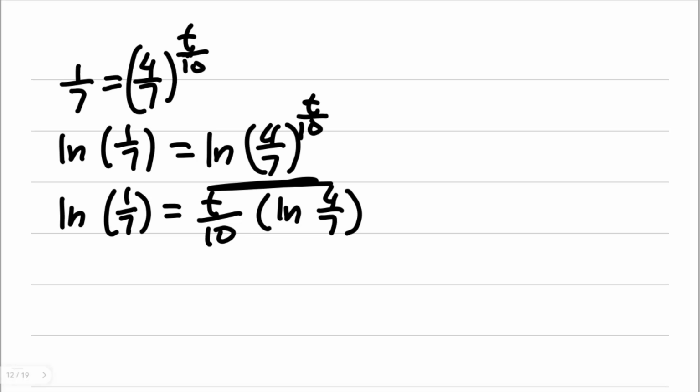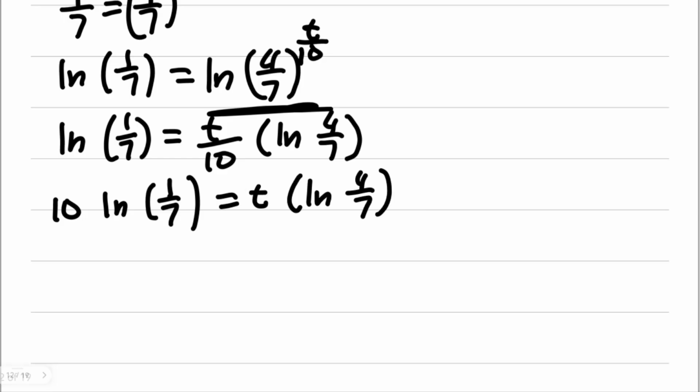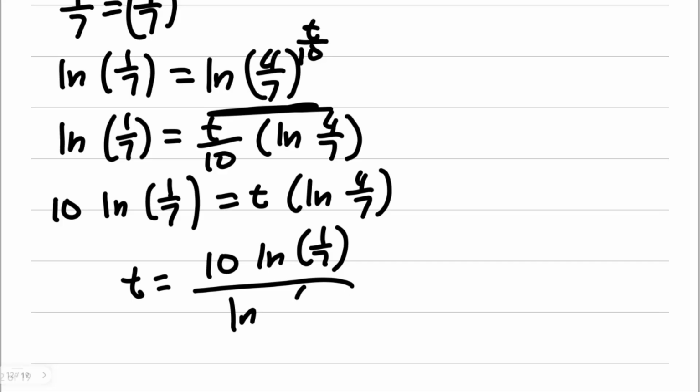Okay. Next is to multiply both sides by 10. So you have 10 times the natural logarithm of 1/7 equal to t times the natural logarithm of 4/7. Or dividing both sides by the natural logarithm of 4/7, your t is actually 10 times the natural logarithm of 1/7 all over the natural logarithm of 4/7. This would tell us the time needed in order for us to cool down the 90°C cup of coffee to 30°C. So plugging that in your calculators, you can do it step by step.